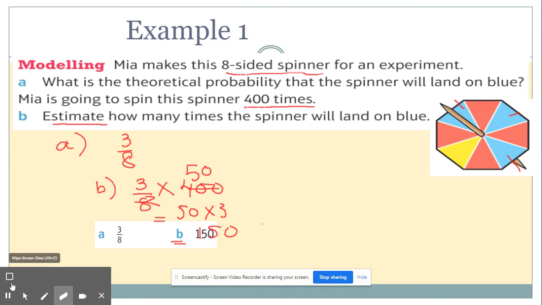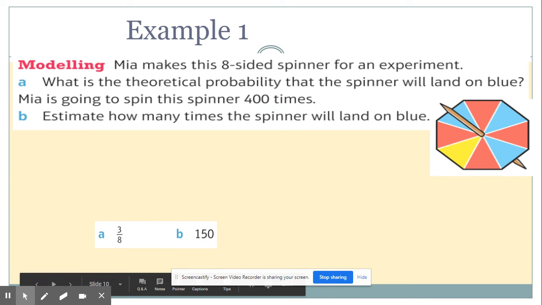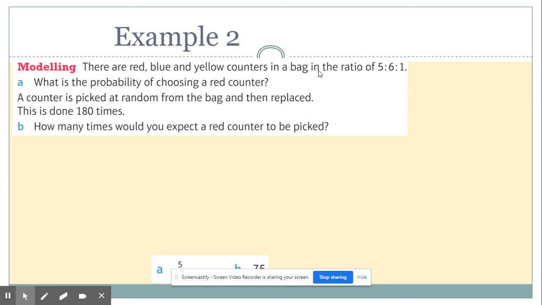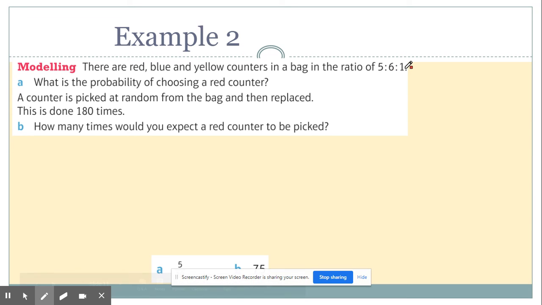Let's just clear this off and look at another example. There are red, blue, and yellow counters in a bag in the ratio of 5:6:1. So now this is a slightly different question. It is given in the form of a ratio. I know you have not done it, but I'm just going to explain it now. It says red, blue, and yellow, so it is going to be in the same order.